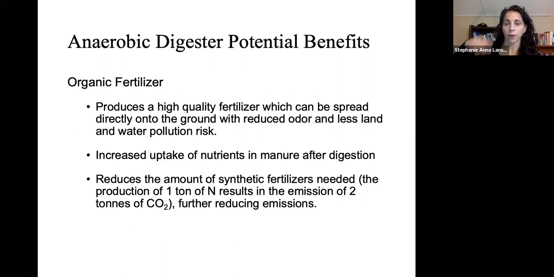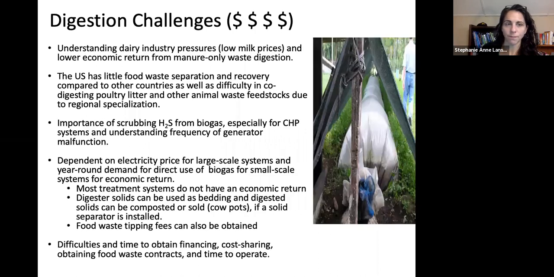Again, it has this fertilizer that doesn't really have any odor. It's great. You can apply it into the field rather than having the manure on the field. And since it's already in the dissolved form, you have an increased uptake of nutrients after digestion, and it reduces the amount of synthetic fertilizers you need to put on your field.